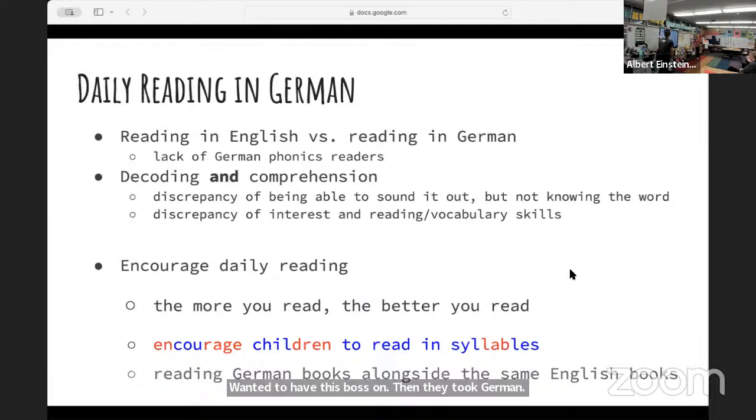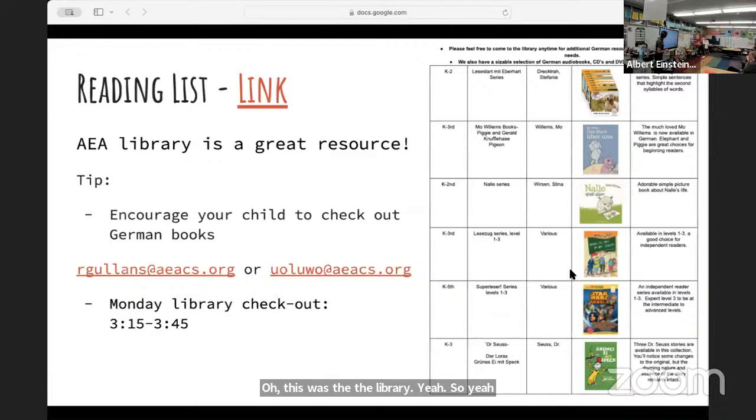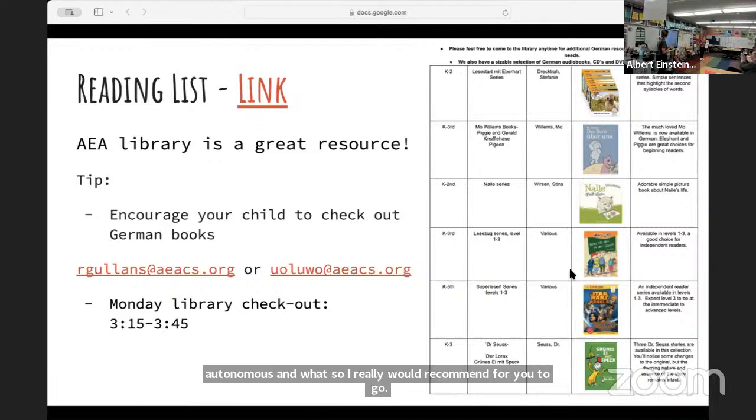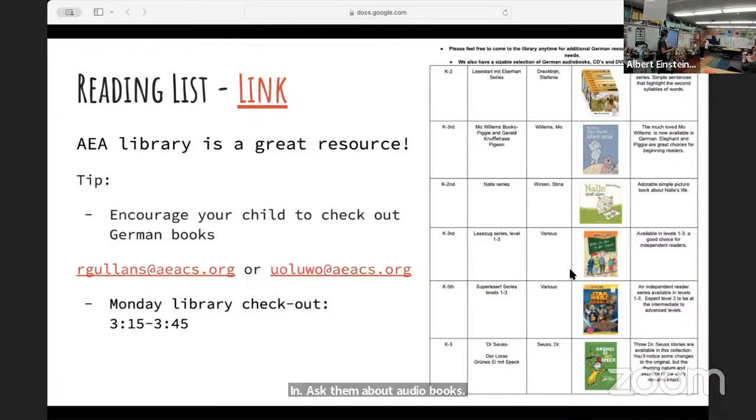So when we're looking at the younger grades, this was the library. We asked earlier, so on our website there is a link to a list of books by grade and interest, with just some ideas. On Mondays from 3:15 to 3:45, parents can go to the library, and Frau Ute and Ms. Gollins know where everything is. I really would recommend going in and asking them about audiobooks and things of interest for your child.